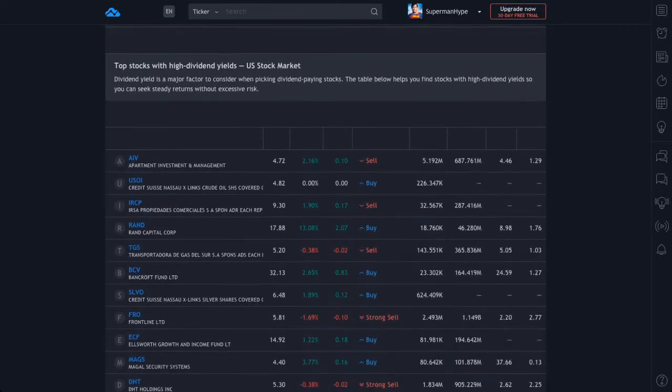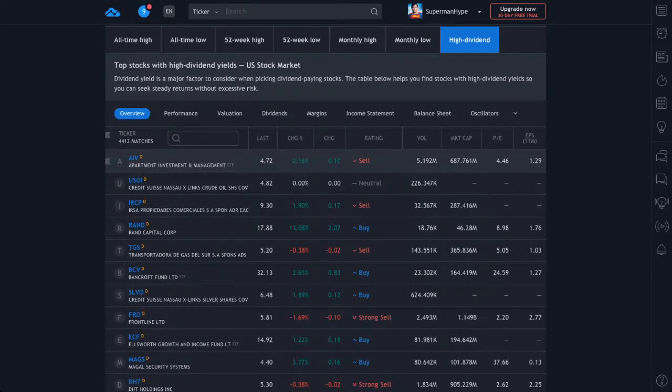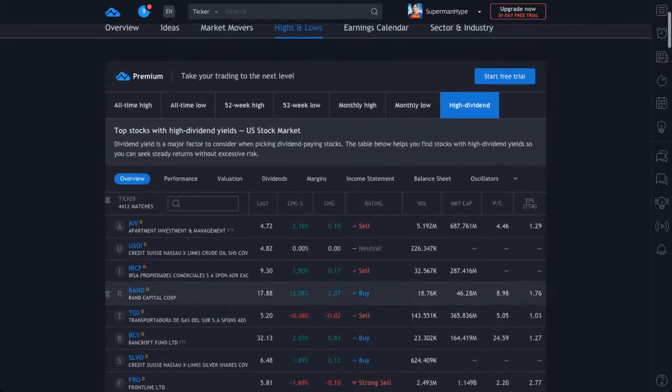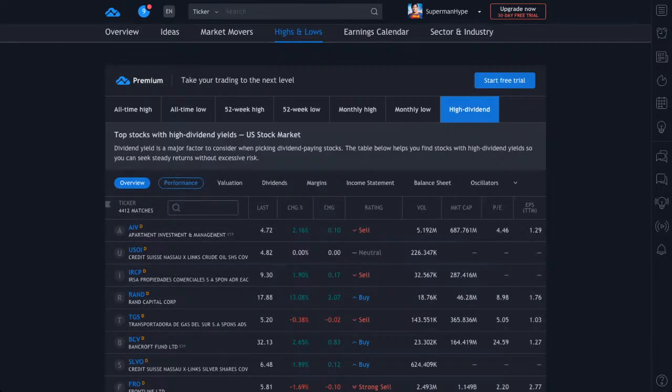So here we are. We've got all these stacks of apartment and investment management. Well, that's typical. Property is a good way of earning a good dividend. We've got other ones here, transport company. We've got some sort of banking fund, Credit Suisse. All these sort of things probably have a lot of fixed interest rate products like bonds or property bonds, those sort of things, term deposits. And you can see performance, valuation, dividends.